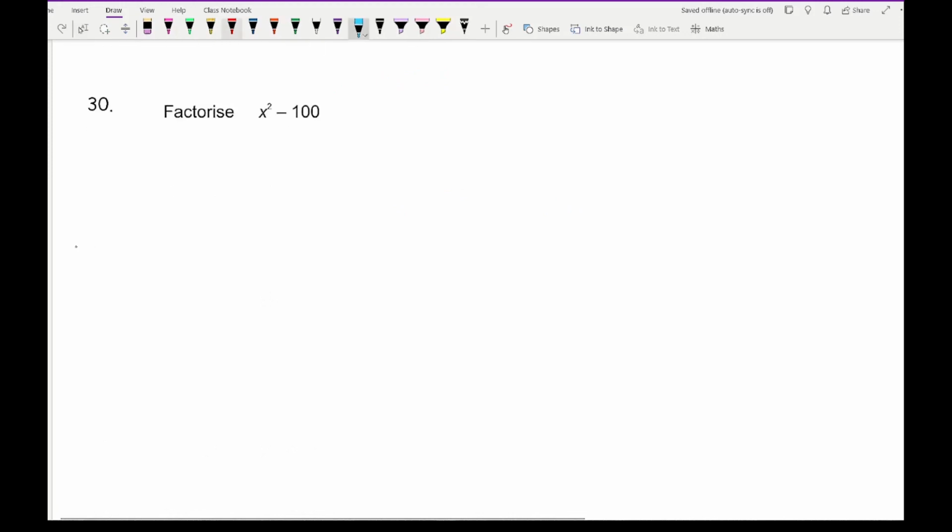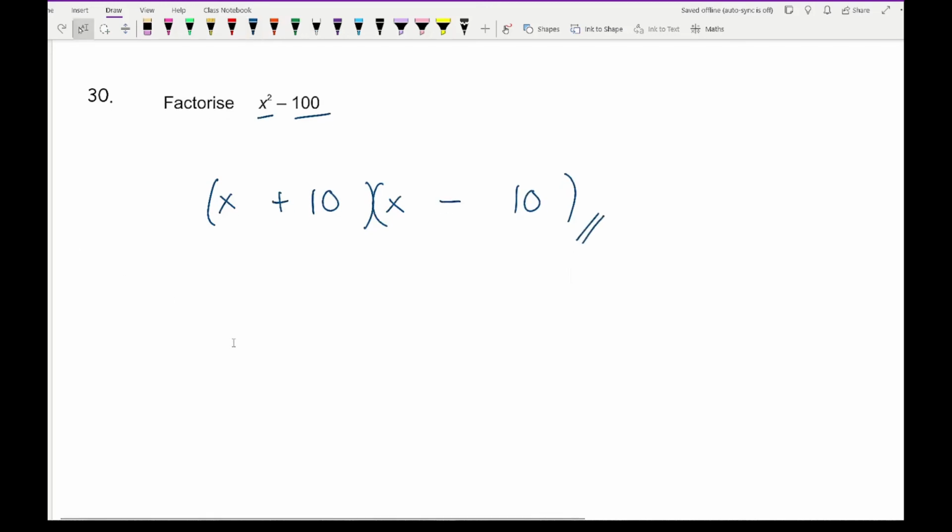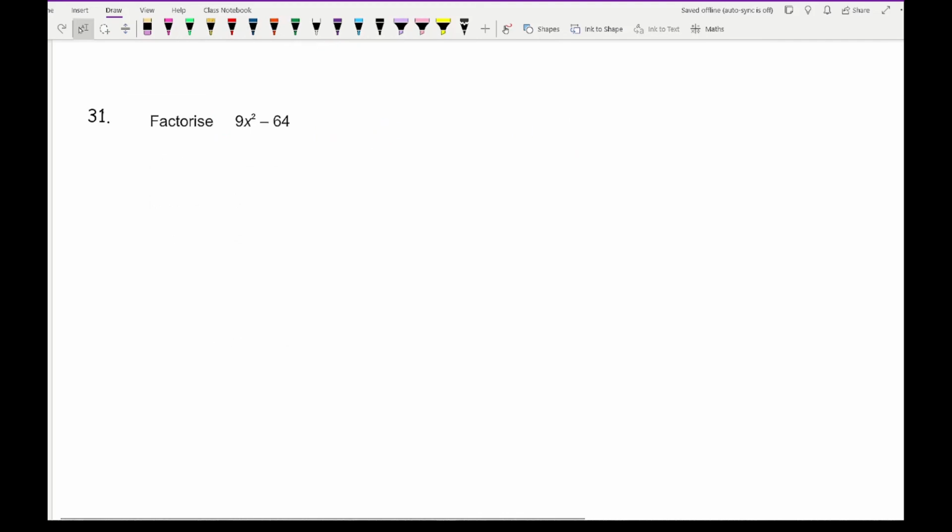Question 30, again, setting up my double brackets. What do I need to square to get x squared? X. What do I need to square to get 100? 10. One's a plus, one's a minus. Moving on to question 31. So again, set up my double brackets. What do I need to square to get 9x squared? Well, that's going to be 3x. What do we need to square to get 64? That's going to be 8. One's a plus, one's a minus. Job done.